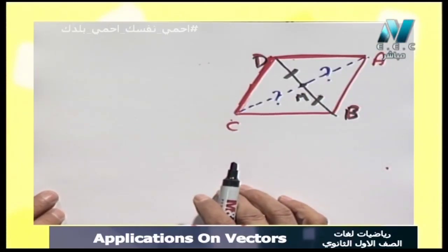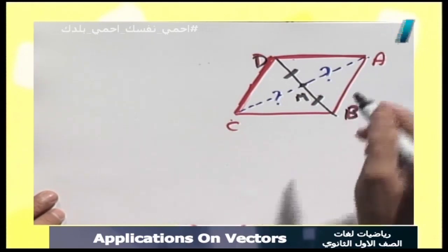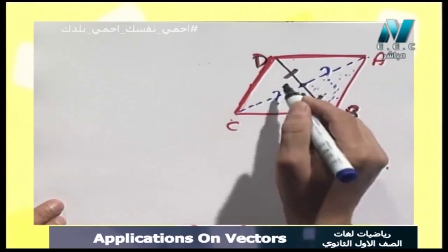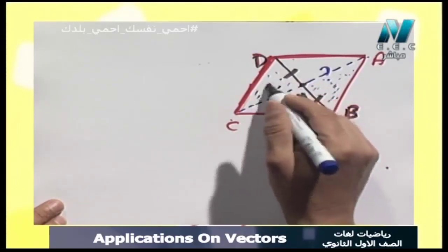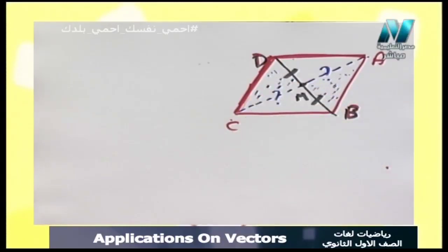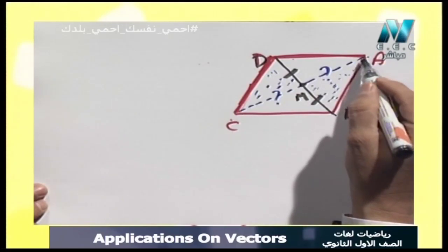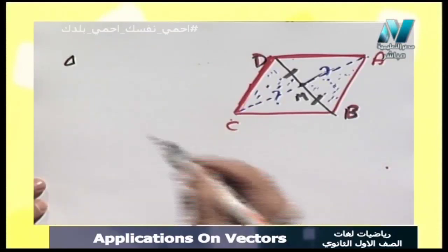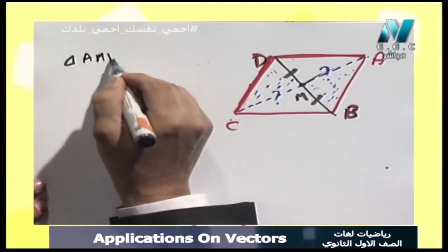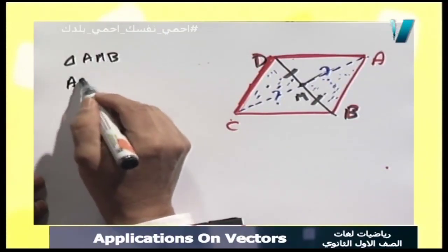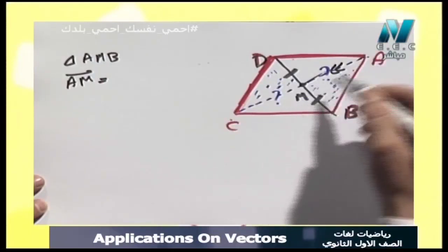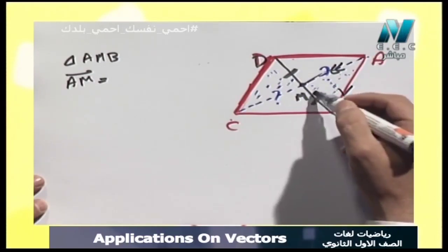So we will concentrate on two triangles, ABM here, we have a triangle here, and the triangle DMC. Okay, and we will concentrate our talking on the vector AM, the vector AM here from the triangle AMB. AM as a vector equals what? AM as a vector equals the vector AB plus the vector MB.